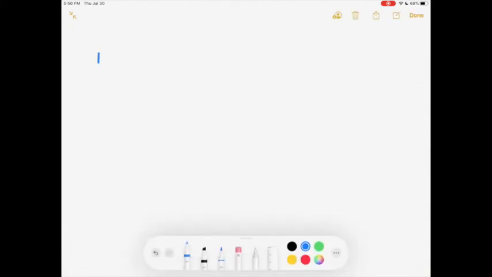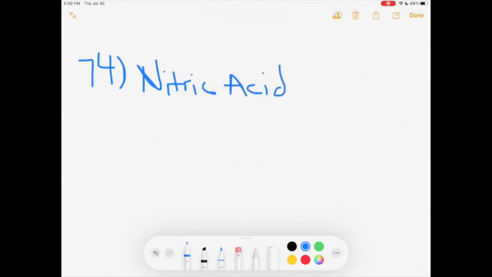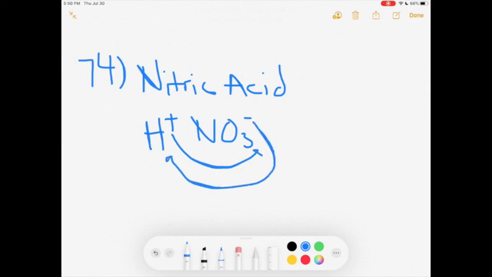Nitric acid. Okay, so we're going to go from the name to the formula. Okay, nitric came from nitrate. So nitrate is NO3 negative, and we have an acid, so we have hydrogen, right? So we do the switcheroo. It's just a 1-to-1.